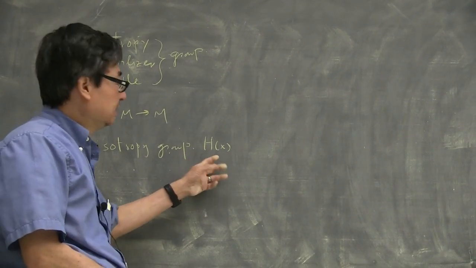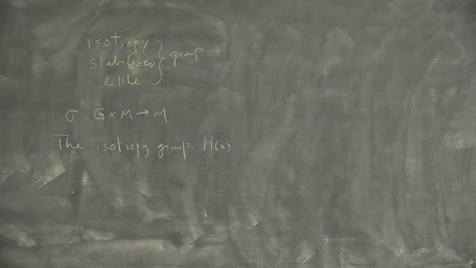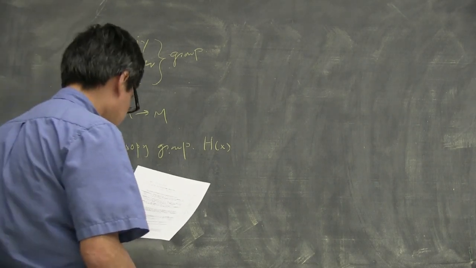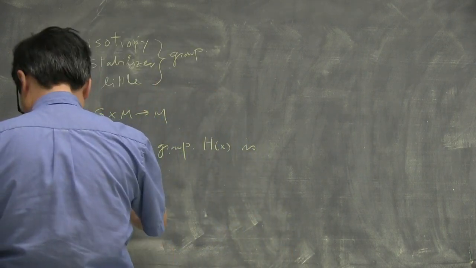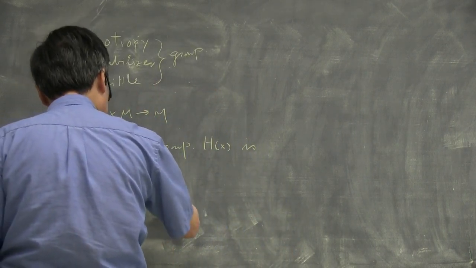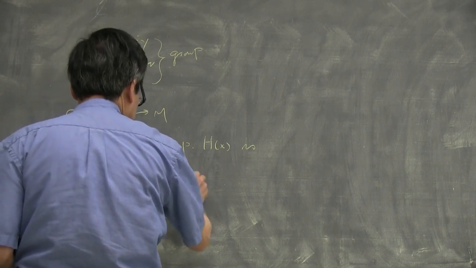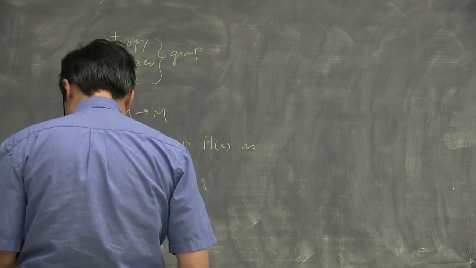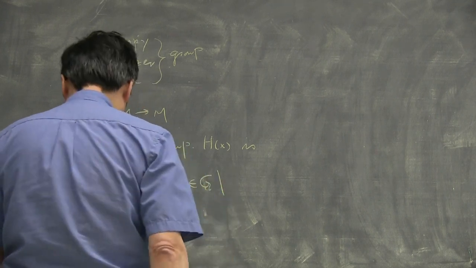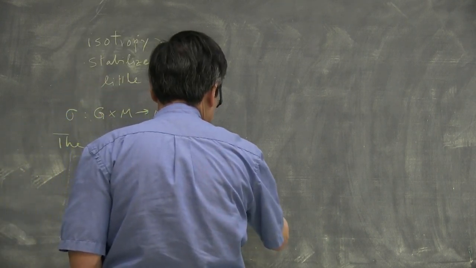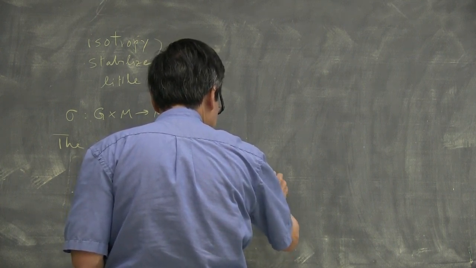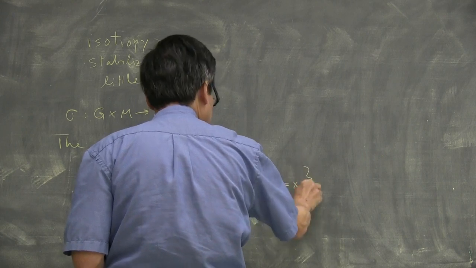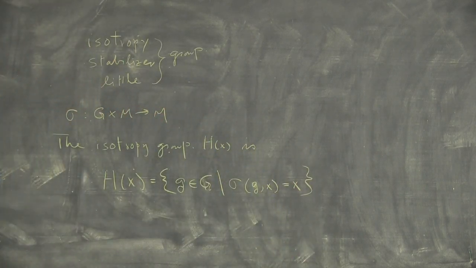H is the name of the group. X is the element with respect to which this particular isotropy group is defined. It is all the elements in G such that they do not change X. In other words, X is stabilized. You don't move it.